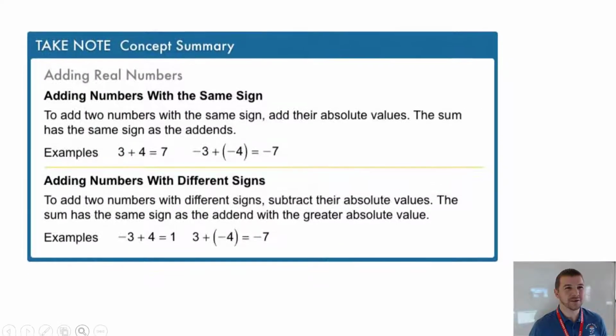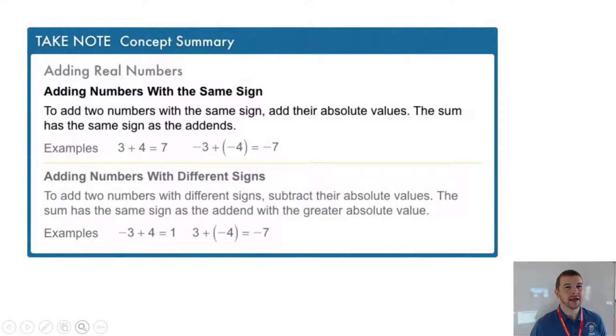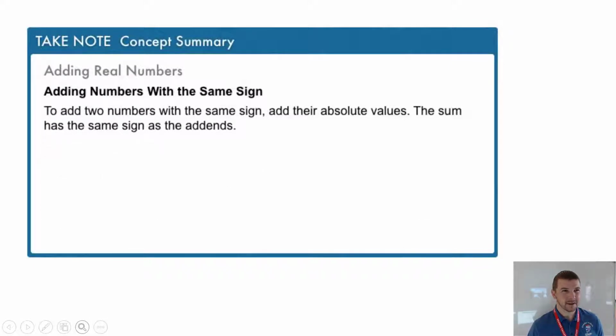Take note, concept summary, adding real numbers. Adding numbers with the same sign. To add two numbers with the same sign, add their absolute values. The sum has the same sign as the addends. Remember, addends are the numbers that are being added together.